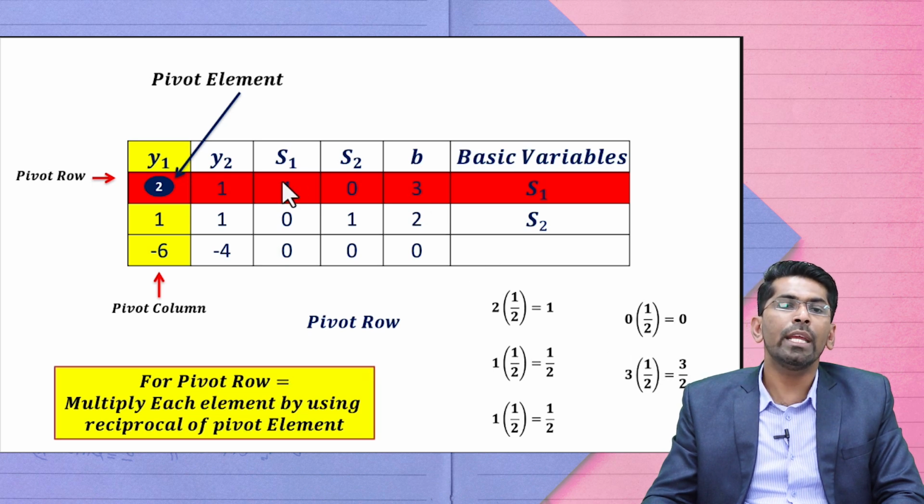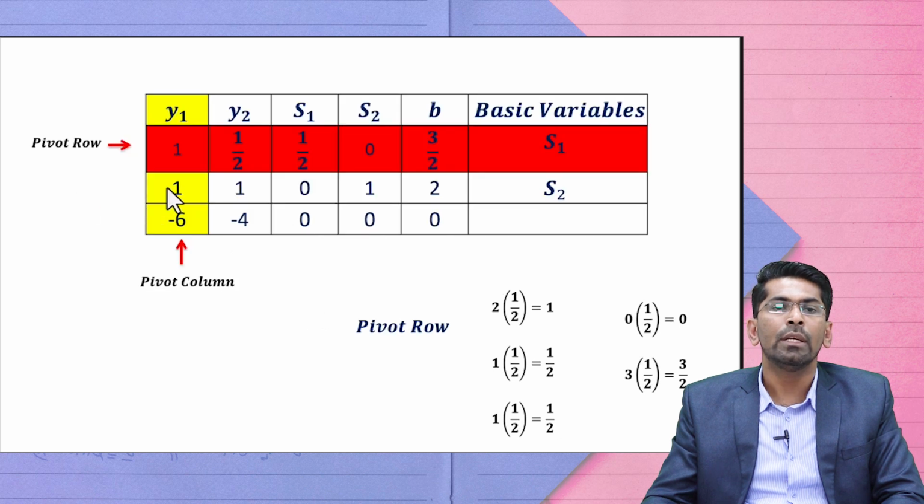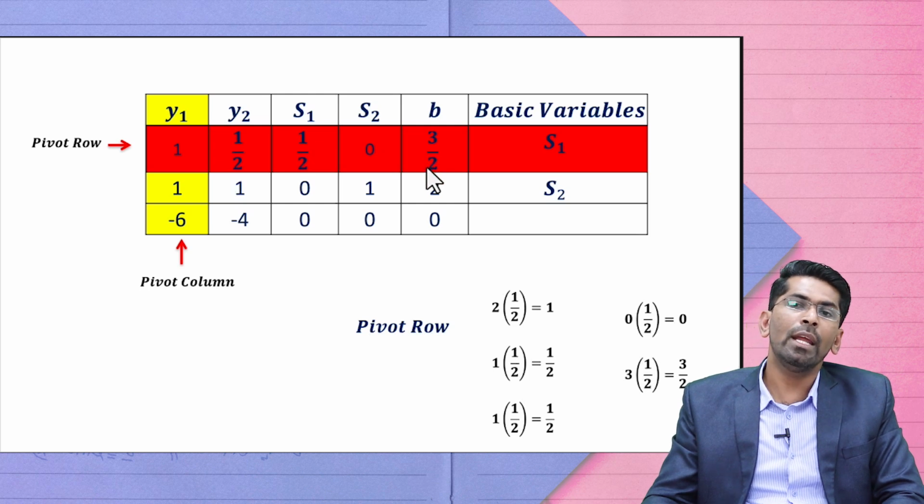Now we are going to replace the old elements in the pivot row by using the new calculated values. So the pivot row will become 1, 1 by 2, 1 by 2, 0, 3 by 2. Okay. Now after calculating the values for the new pivot row, we are going to consider the second row. The second row we are going to replace by using new values.